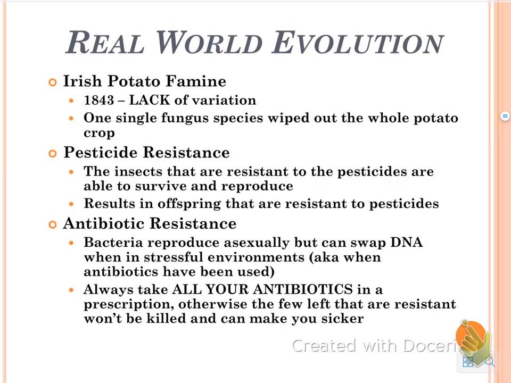We have the Irish potato famine. What happened was there was a lack of variation. So a fungus that was parasitic wiped out the entire potato crop. Pesticide resistance, on the other hand, insects that are resistant to pesticides can survive, reproduce, and keep eating those crops.